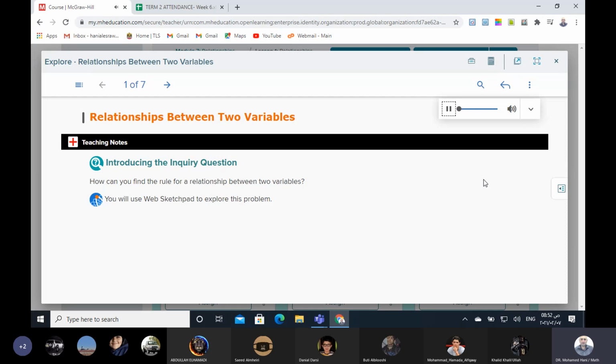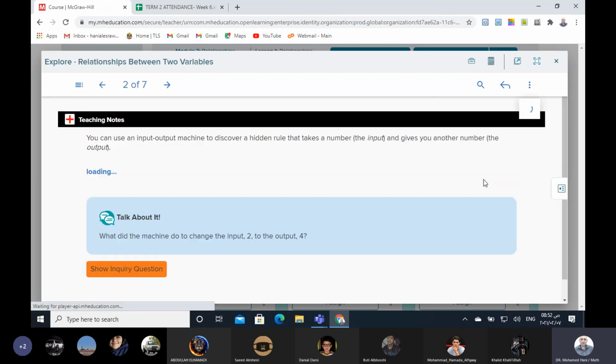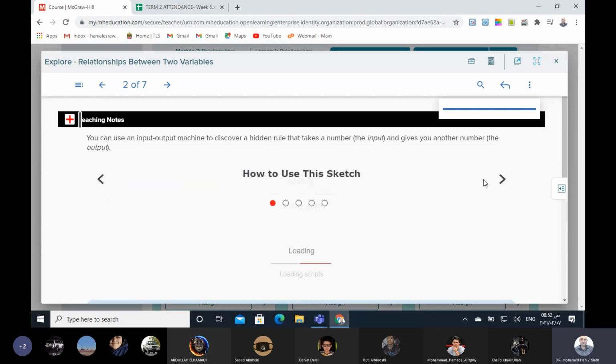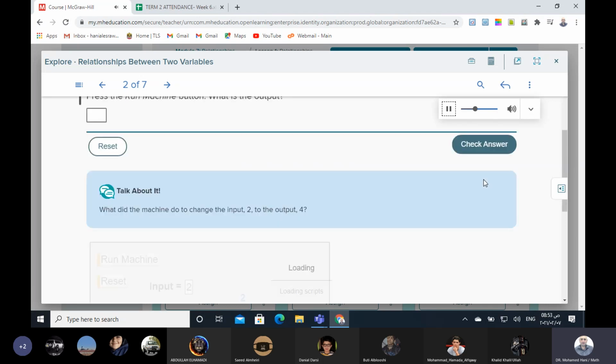Relationships between two variables. Teaching notes. Introducing the inquiry question: How can you find the rule for a relationship between two variables? You will use Web Sketchpad to explore this problem. You can use an input-output machine to discover a hidden rule that takes a number, the input, and gives you another number, the output. Talk about it.